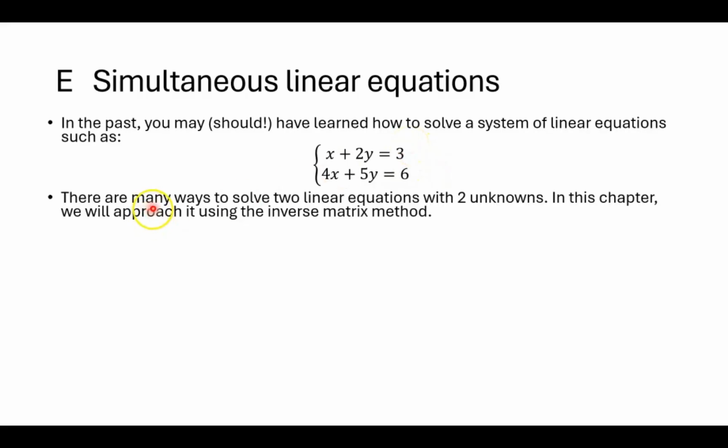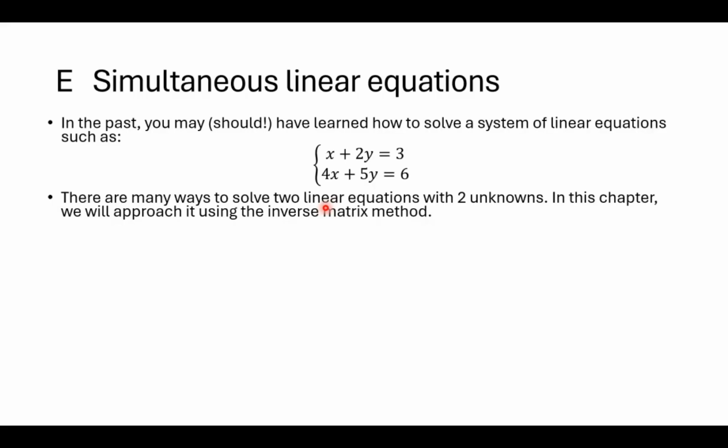But actually, there are many ways to solve two linear equations with two unknowns. In this chapter, we'll approach it using the inverse matrix method. As a side note, when I say linear equations, I mean the equation only has x plus y or x plus 2y. It doesn't have x squared or sine of y or x multiplied by y, that crazy stuff. The unknowns x and y can only be added together. You can recognize this as the equation of a line, which is why it's called linear equations. You can only solve linear equations using this method, not other equations.